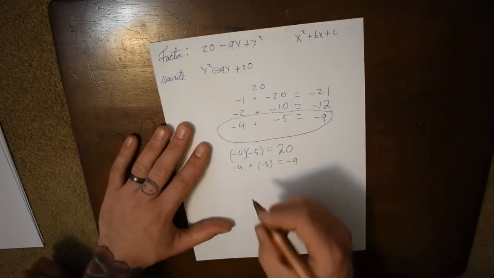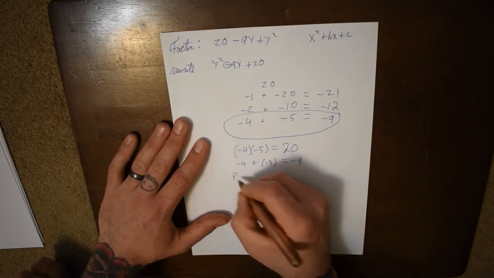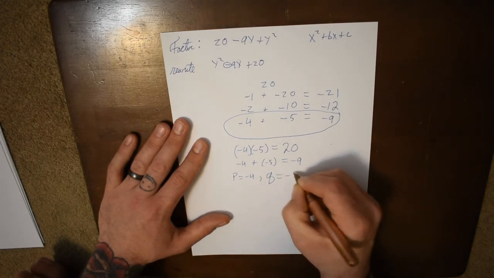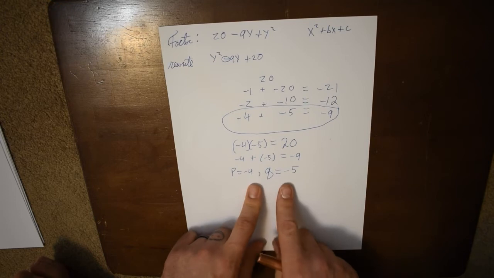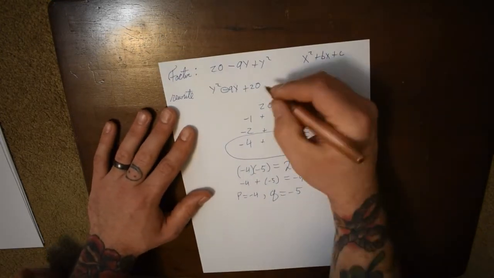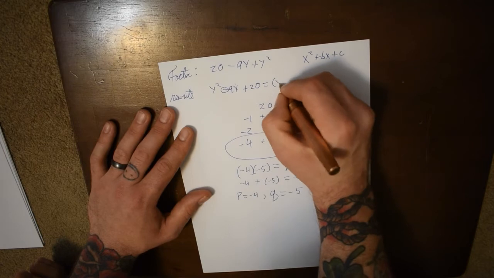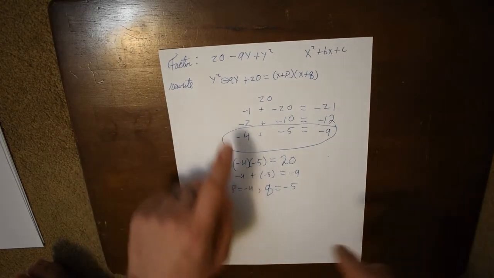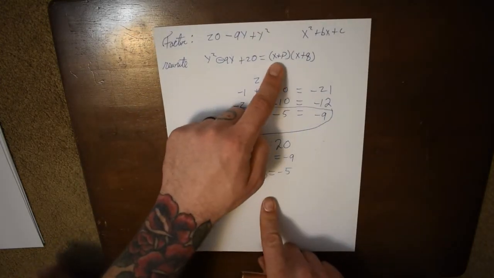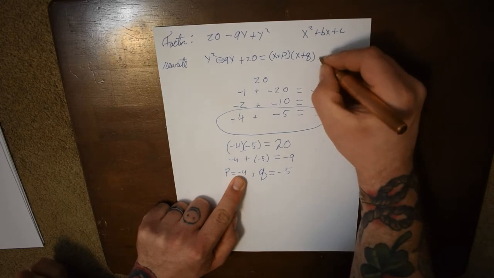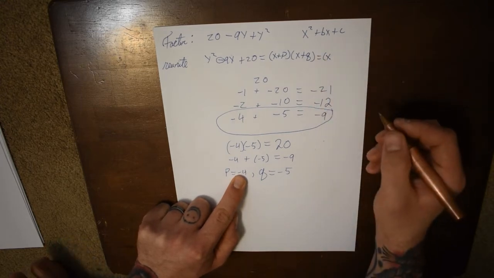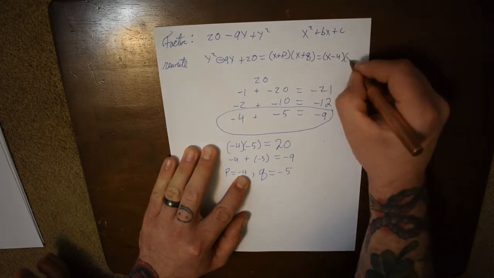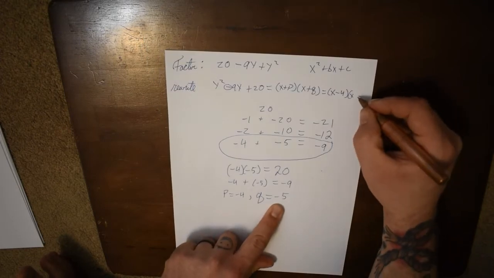So it doesn't matter which we call P and which we call Q. I'll say P is equal to negative 4 and Q is equal to negative 5. We did this because we're trying to factor this. Now we've written x plus p and x plus q, which is fine. But p is equal to a negative 4, so this is going to be equal to an x plus a negative 4, which is the same as minus 4, times x plus a negative 5, which is the same as minus 5.